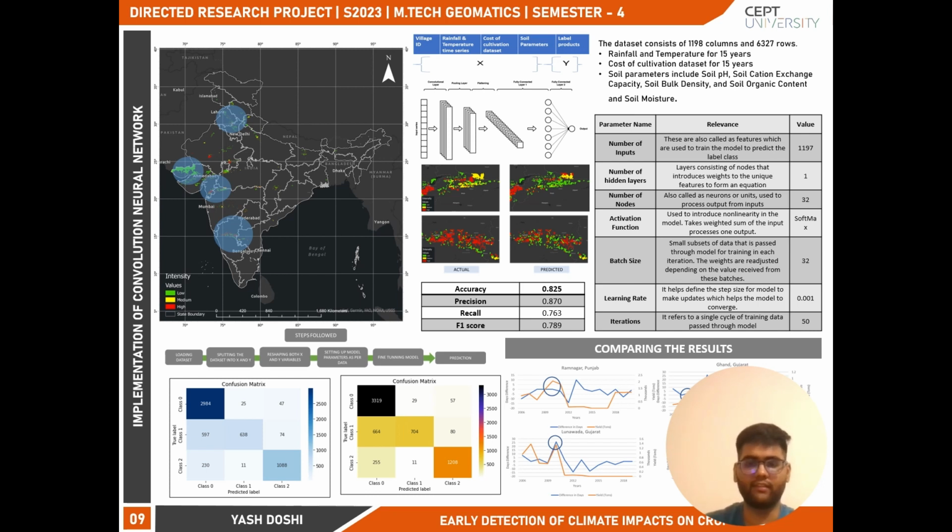So for this model implementation, the result was compared from the highlighted areas. Some of the villages were taken, and it was seen that if the rainfall was early, 10 to 15 days early from the usual time, then there was increasing crop yield. Same if the rainfall was late by 5 to 15 days, there was a gradual decrease in crop yield.